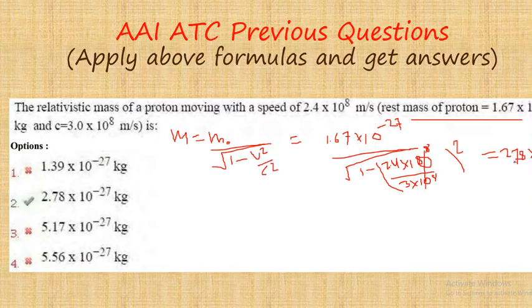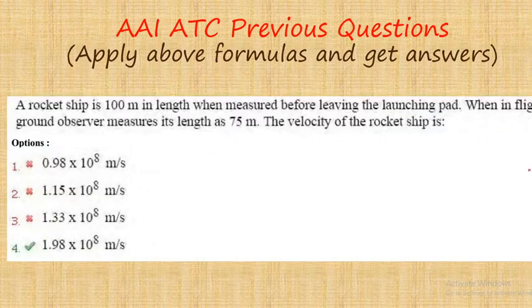I hope it's clear now. Let's move to the next. So this is what you have, the 2.78. Let's move to the next question. Next we have a rocket ship that is 100 meters in length when measured before leaving the launch pad. When in flight, a ground observer measures its length as 75. The velocity of the rocket ship is what it is asking you.